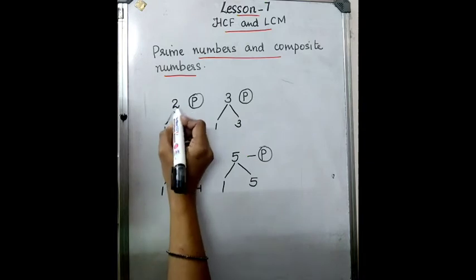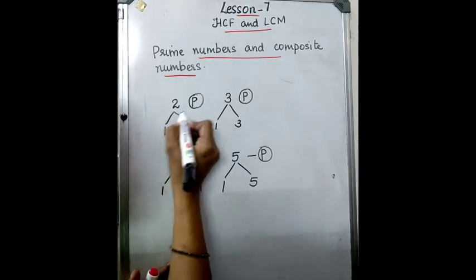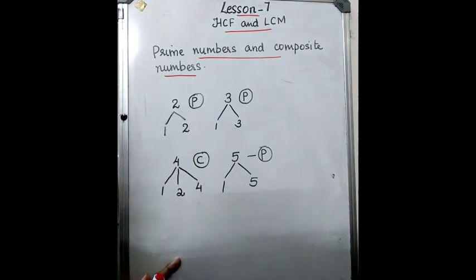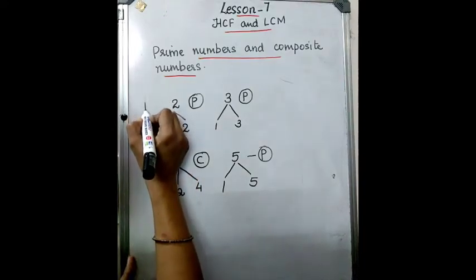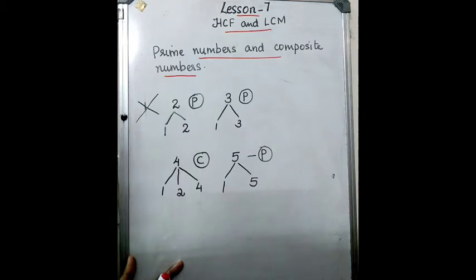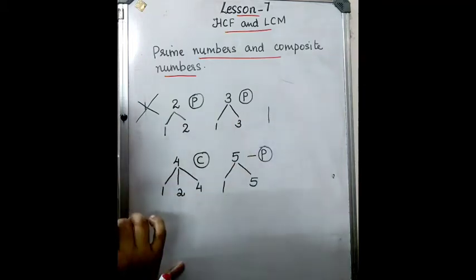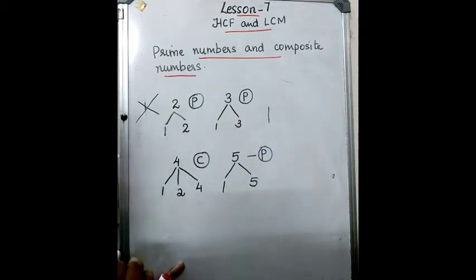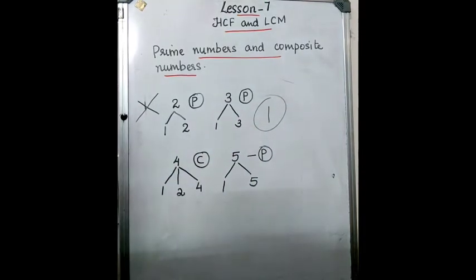Then you all know that 2 is the smallest prime number, and 1 is neither prime nor composite. 1 is not a prime number and not a composite number. So, 1 is not included in prime numbers and composite numbers.